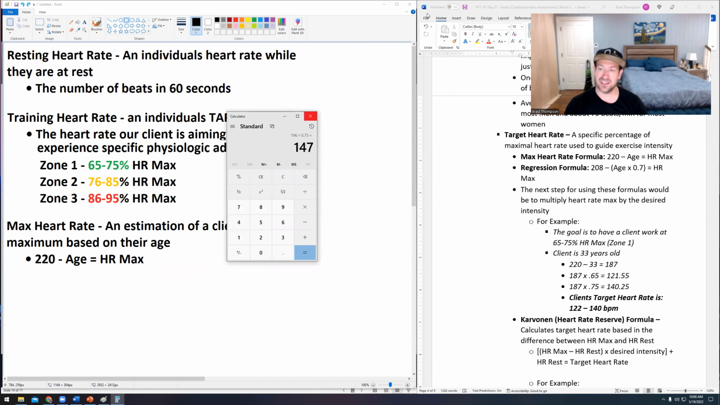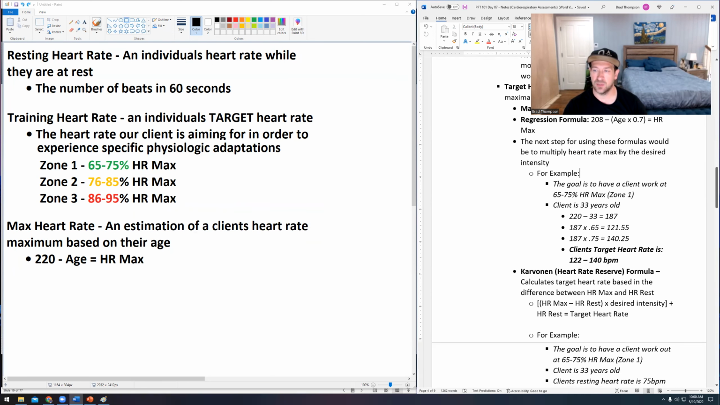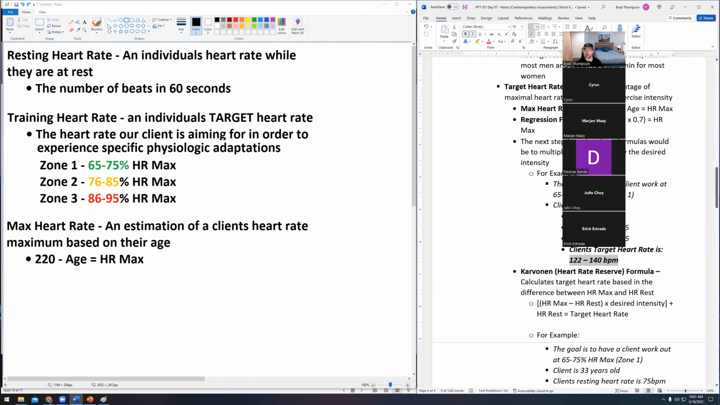Now, some of you might be listening to this and thinking, okay, it's pretty good. Oh, actually, really quickly. We're going to use these formulas to multiply by our heart rate max to get our desired intensity, just like we said. So if the goal is to have our client at zone 1, 65 to 75%, and our client is 33, 220 minus 33 is 187. So I multiply 187 times 65%, and I do it times 75%. There's my zone, just like we did with Desiree. 122 to 140 for this client. So you can see the numbers are a little bit lower for the client who's a little bit older.